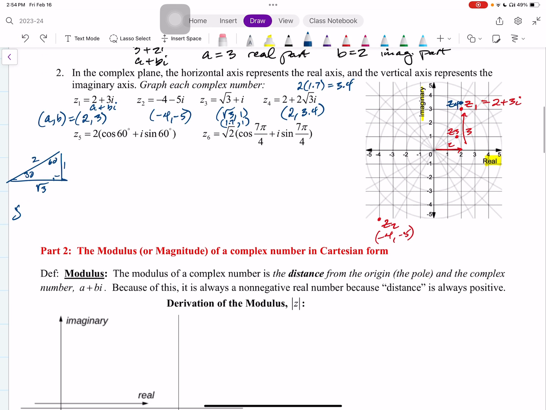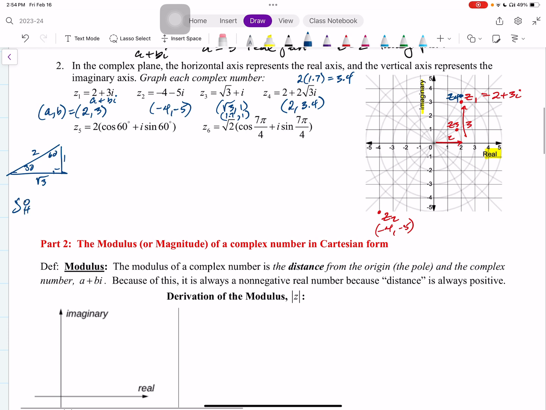Let's get our trig going here. Or, like I said, you can use your unit circle, right? So you've got cosine of 60 degrees is 1/2. So we have z5 is equal to 2 times 1/2. So you want to evaluate these things. Sine of 60 degrees is root 3 over 2.